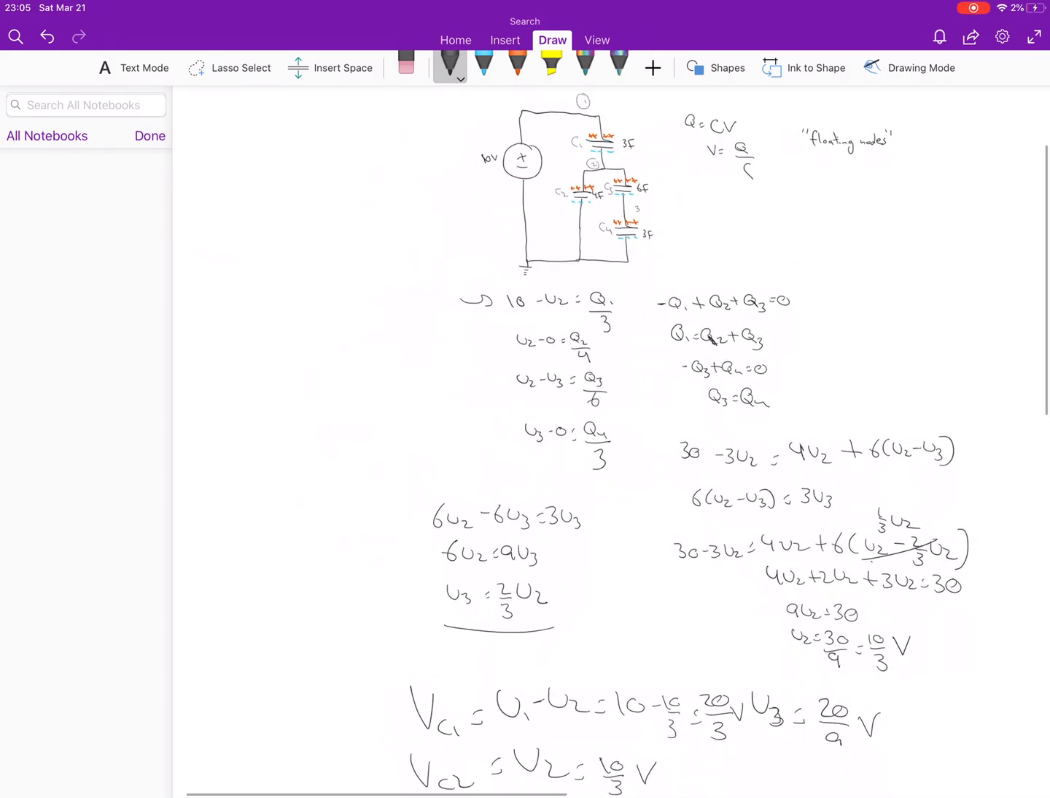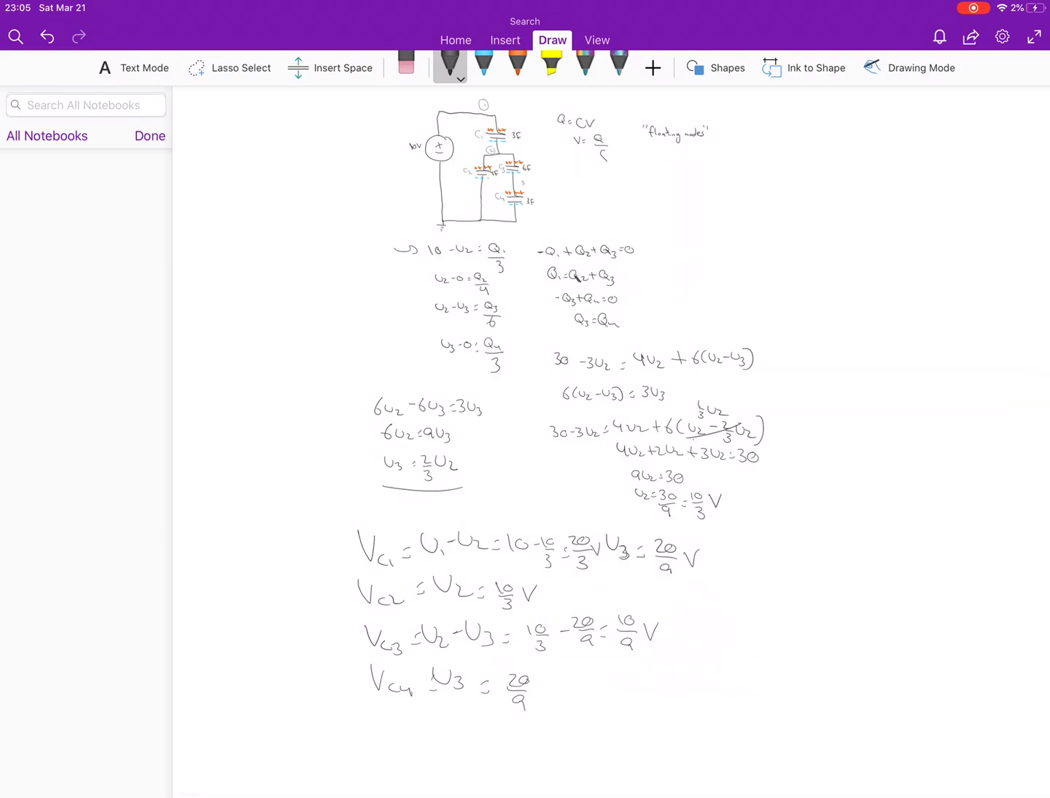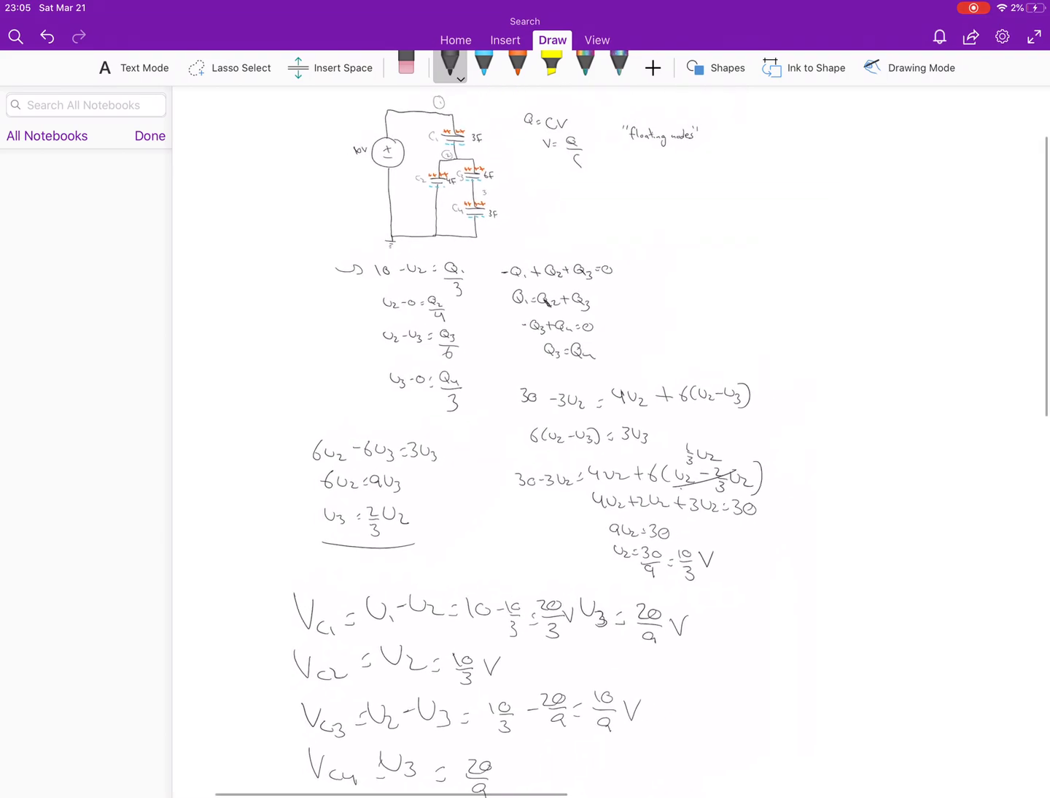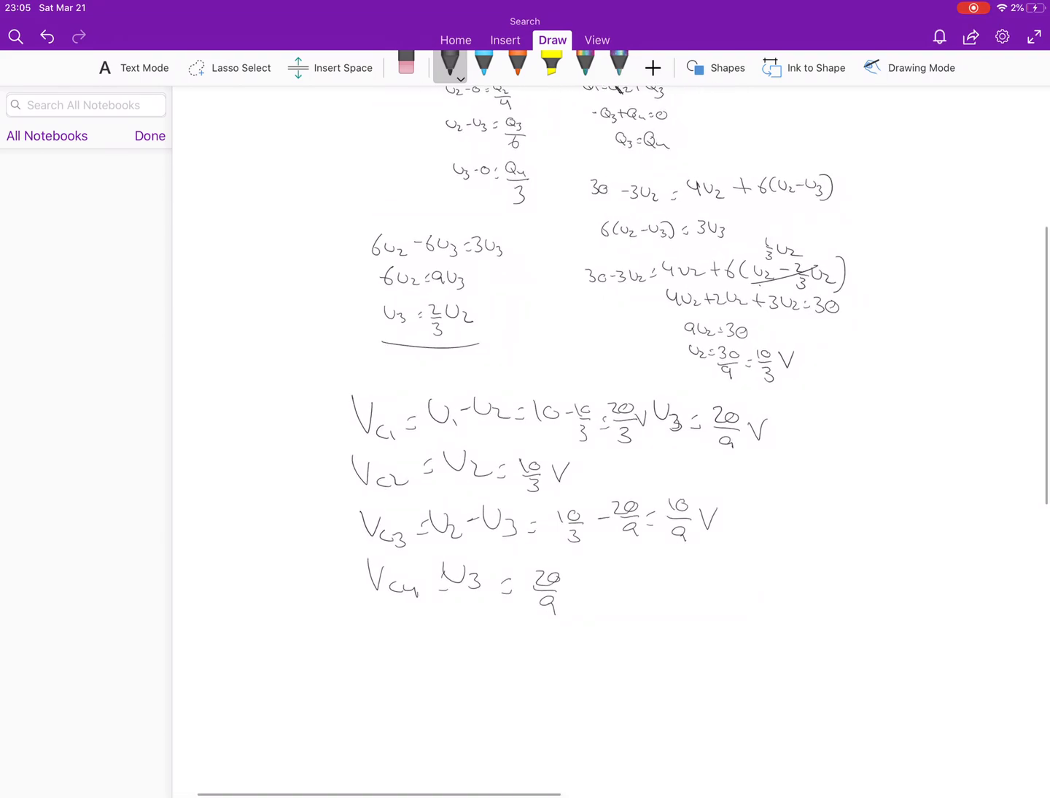All right, yeah, those are our four voltages across the capacitors. You can probably double check those with the homework. I believe they are correct. Yep. Thank you.